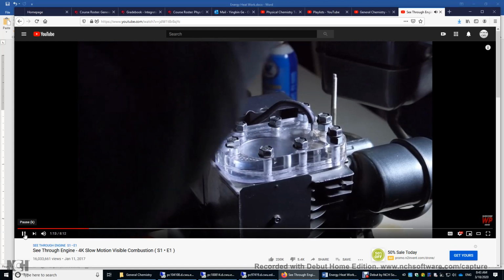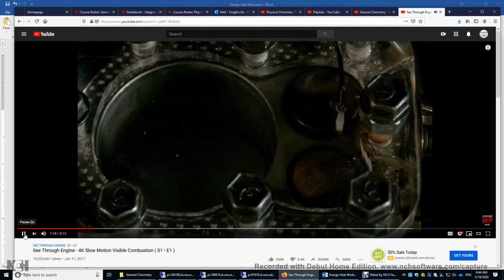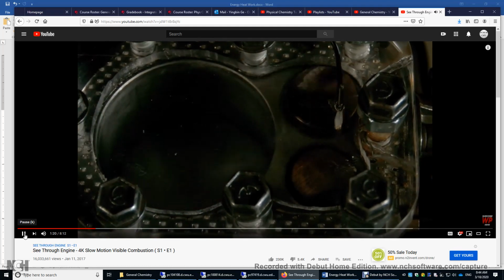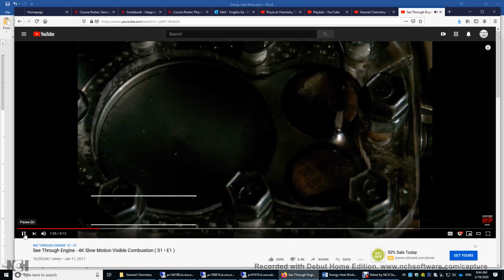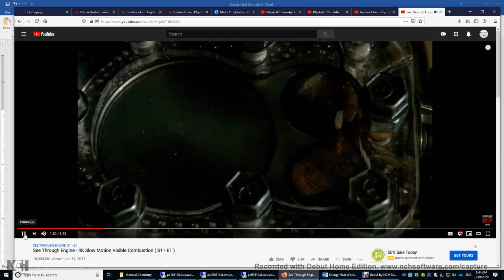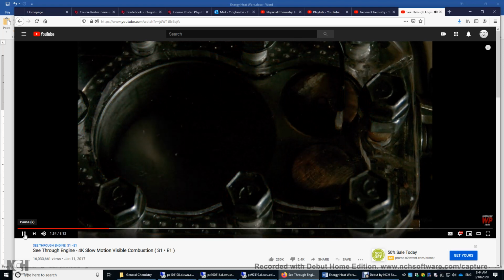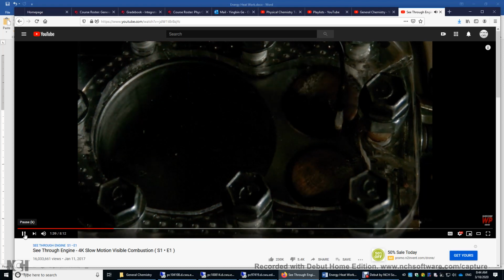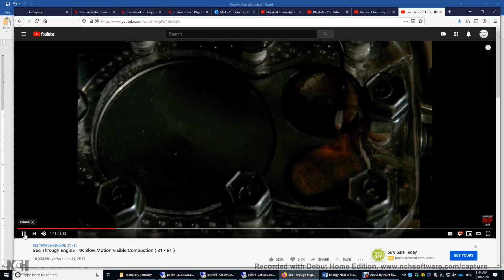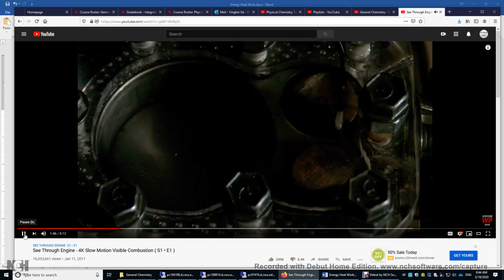This engine converts the chemical energy in gasoline to the mechanical energy of the piston. Now slow motion. The combustion releases the chemical energy of the gasoline. It heats up the gas inside the chamber. The gas expands and pushes the piston downward. So it's a good example of the transformation of energy.